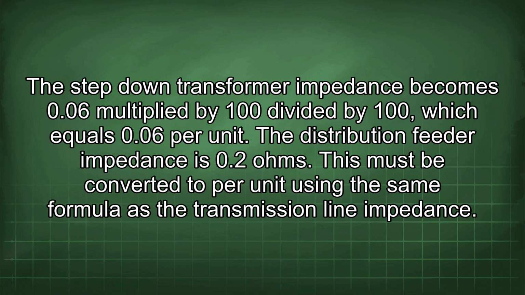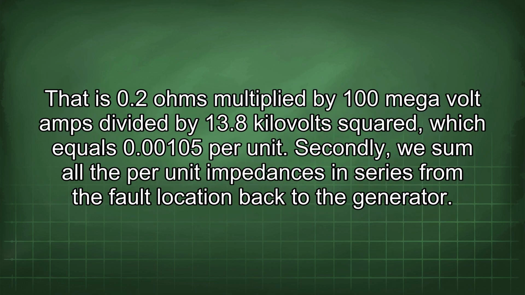The distribution feeder impedance is 0.2 ohms. This must be converted to per unit using the same formula as the transmission line impedance. That is 0.2 ohms multiplied by 100 megavolt amps divided by 13.8 kilovolts squared, which equals 0.105 per unit.